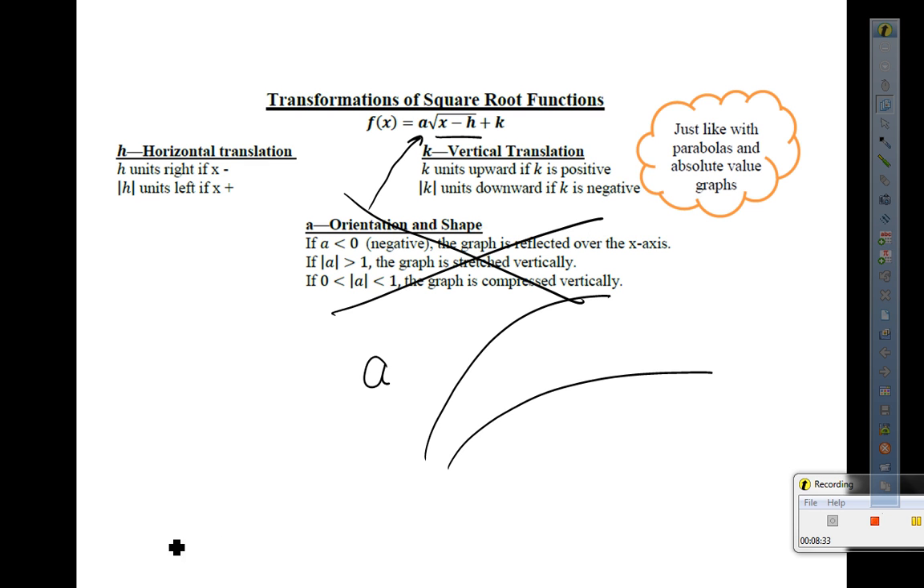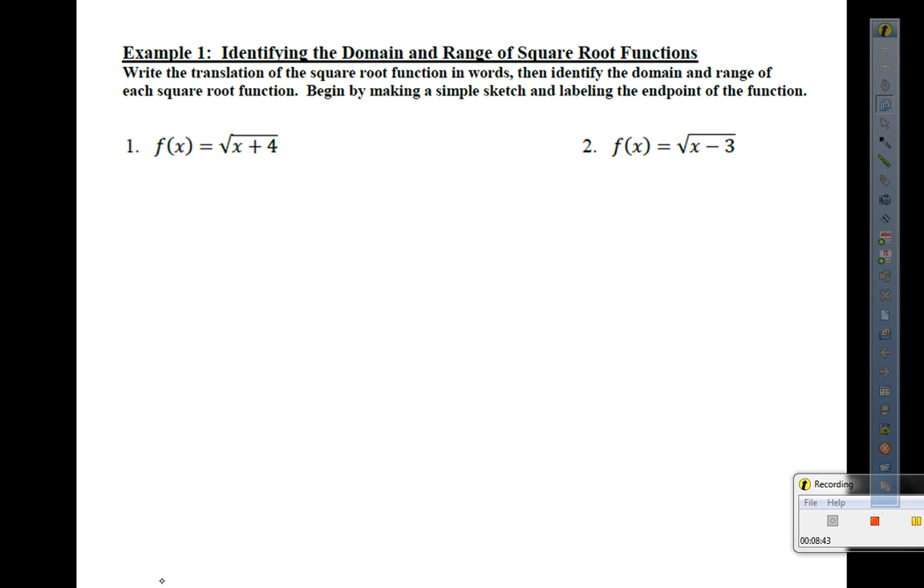So here goes. We're going to try to do a lot of these without our graphing calculator. So look at your number 1. It says identify the domain and the range of the square root function, write the translation, identify the domain and the range, and then begin by making a simple sketch. So here's what I'd like for you to do on number 1.